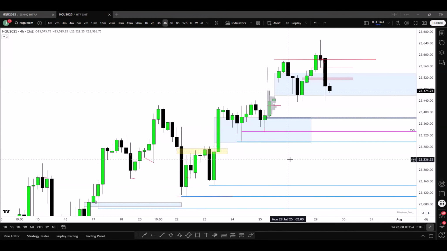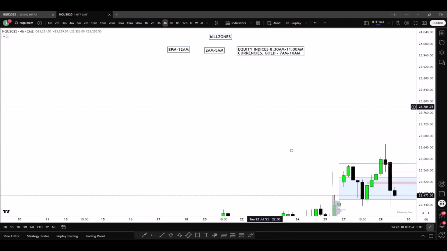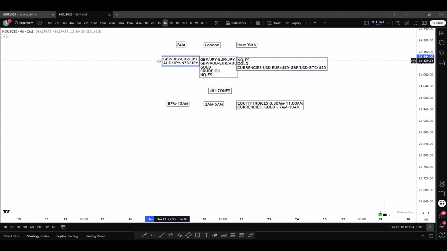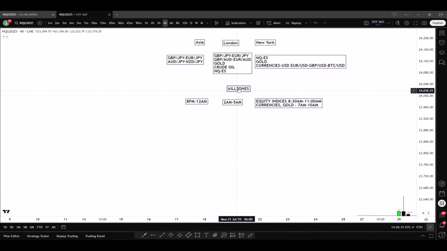Well, that's where our entry model comes in. Okay, and we need to see very specific things on our entry model. So I'm going to leave this up here and I'm going to do this below. Okay, so our entry model.